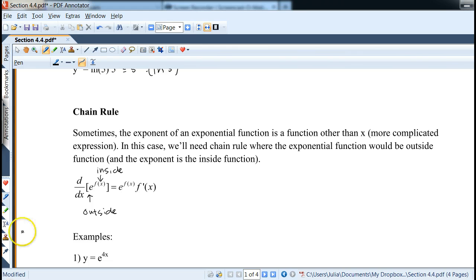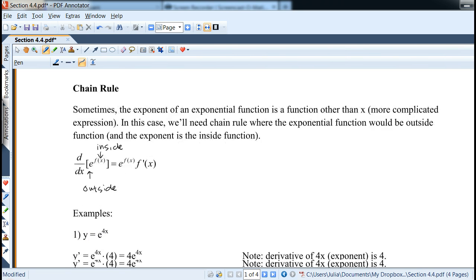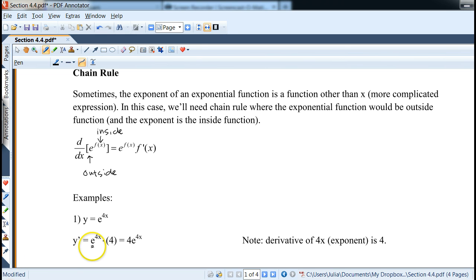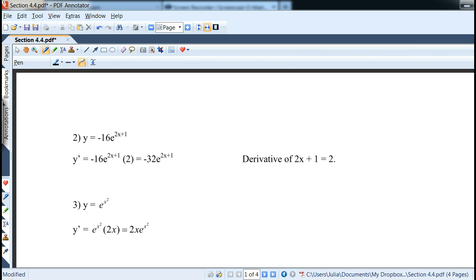So let's do some quick examples with just e before we do other bases. So if we had y equals e to the 4x, let's take a look what the derivative looks like. Well, we have e to the 4x itself times derivative of the exponent, which is 4, and we can also move 4 to the front, so we'll have 4e to the 4x. And let's take a look at another one. So what if we have y equals negative 16 e to the 2x plus 1? Well, it works the same way. Negative 16 is a constant, so we just bring it down.